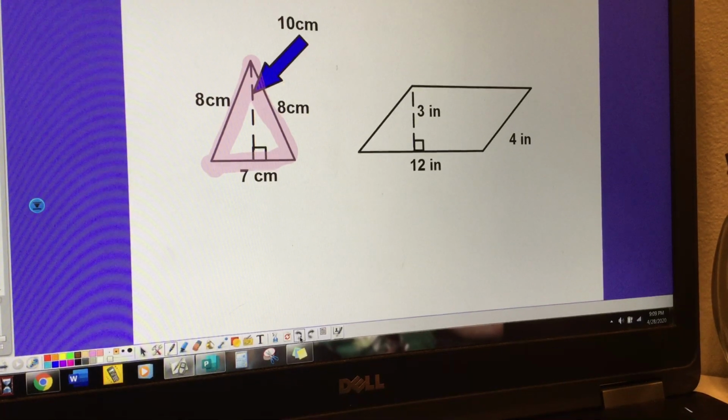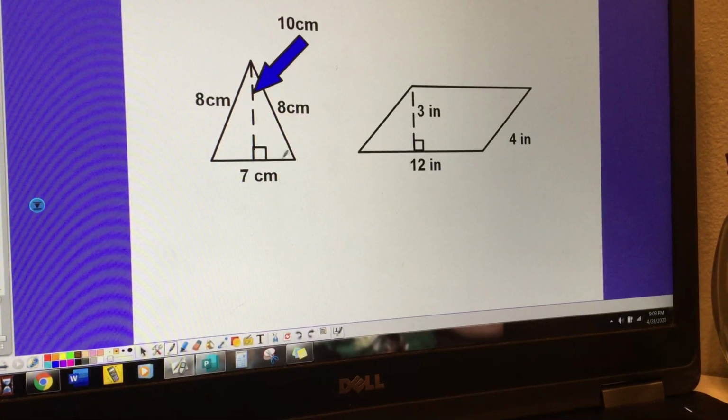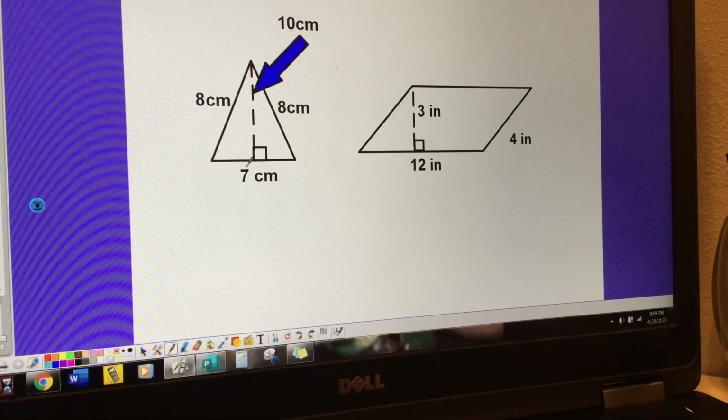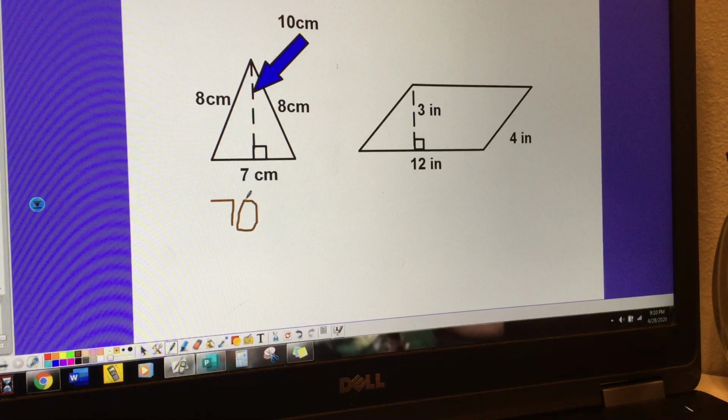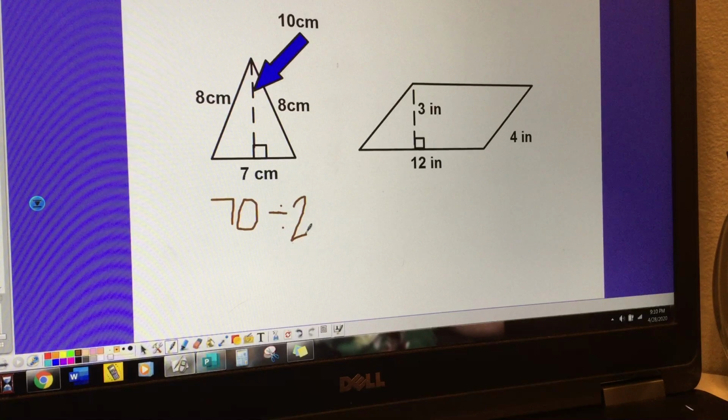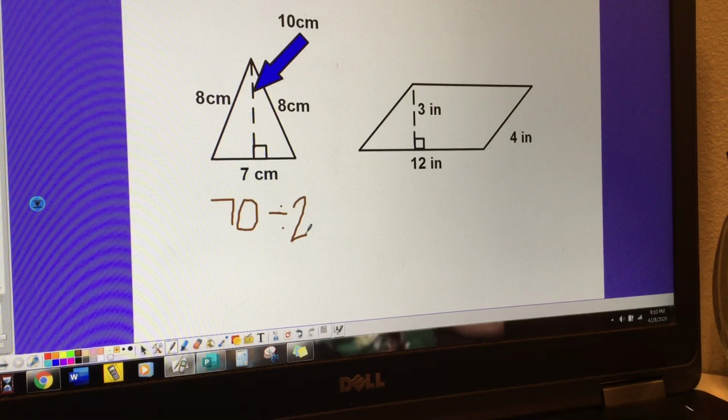Whereas for your area, you take the base times the height, split it in half because a triangle is half of a parallelogram, okay? So I have 7 times 10, which is 70, and normally I would write out my work, but I'm trying to stay neat for you guys so it's not crazy. So base times height gives me 70, 7 times 10. We need to divide that in half, or divide that by 2, split it in half, to find the area of this shape.